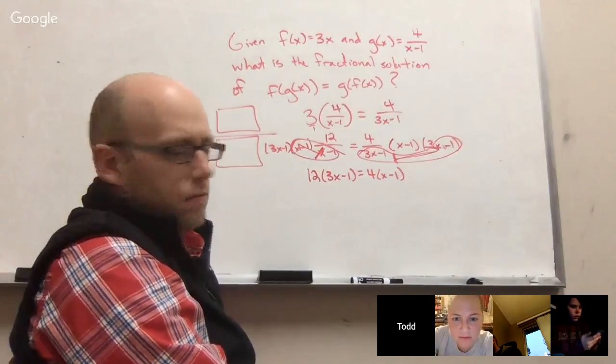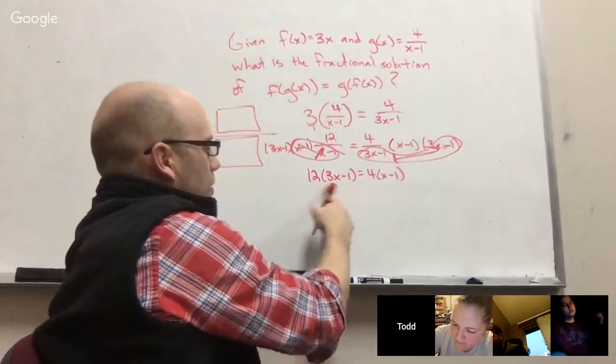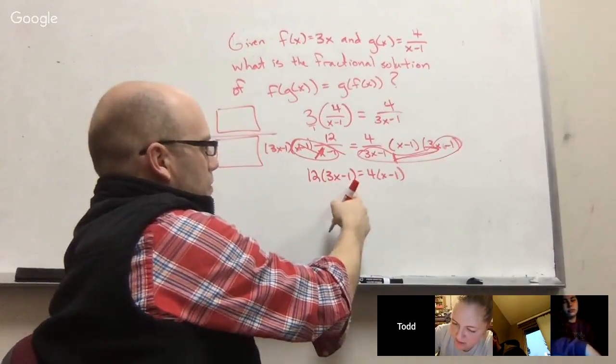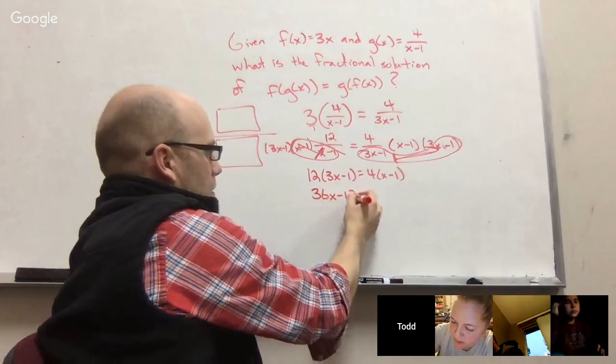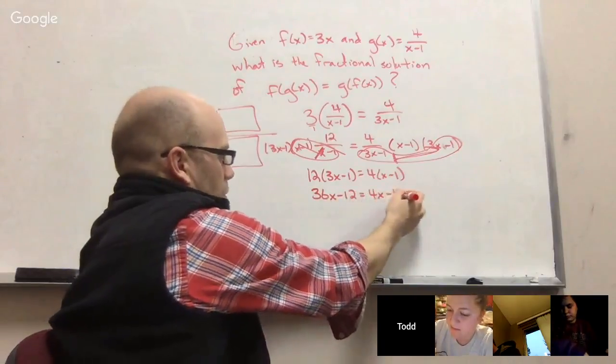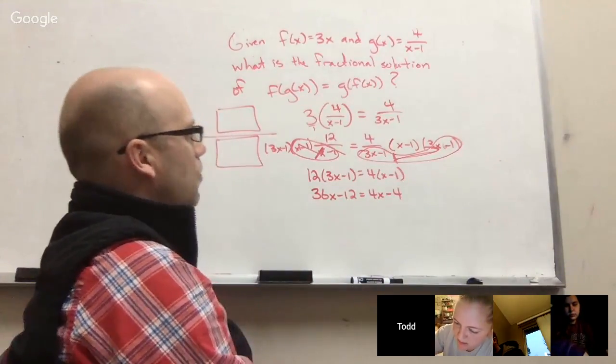And then we're going to distribute and do all that mess. All right. Tell me, Melissa, and then what's it going to look like? 36x minus 12 equals 4x minus 4. You got it. And then we solve for x.